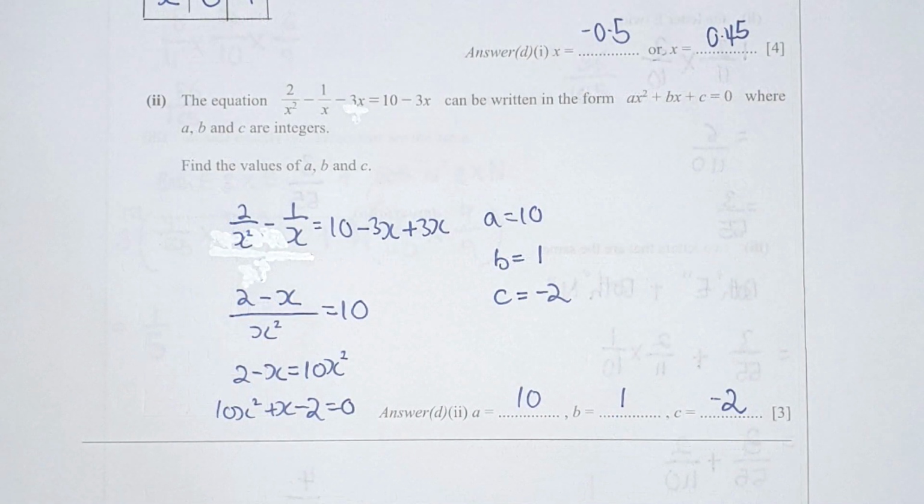Okay, so for part number 2, what I did here was to make their denominators the same. Okay, I move the negative 3x to the other side. Okay, then I combine the left hand side into the same. So 2 minus x over x squared equals 10. Run the calculation, rearrange it, then you will get a equals 10, b is 1, c is negative 2.